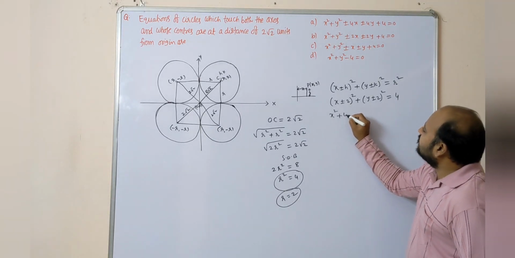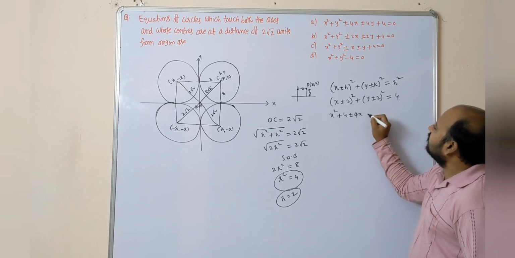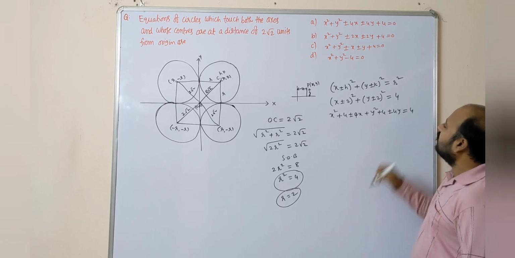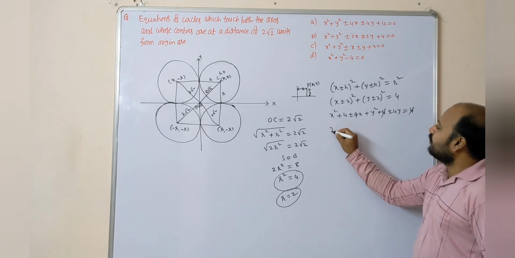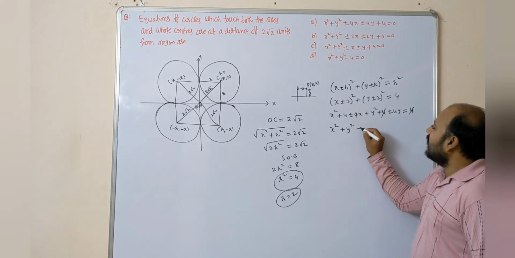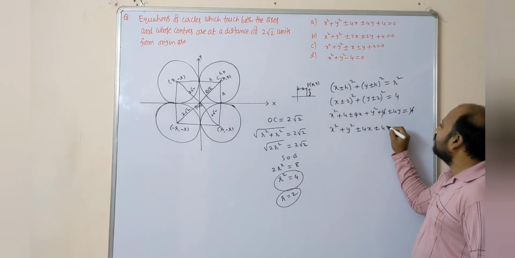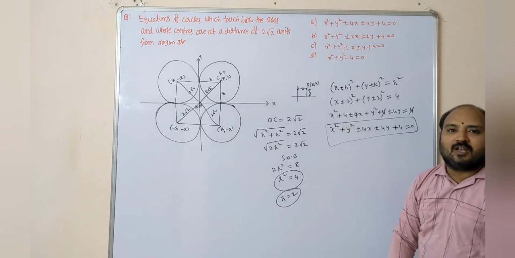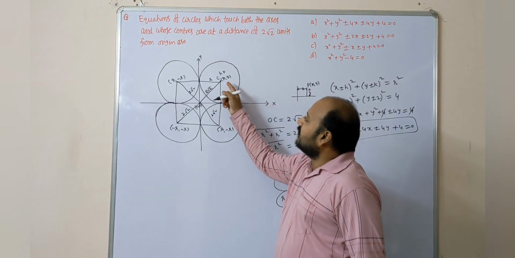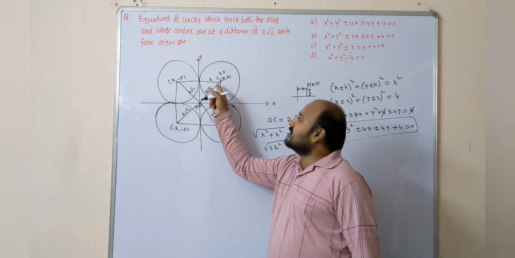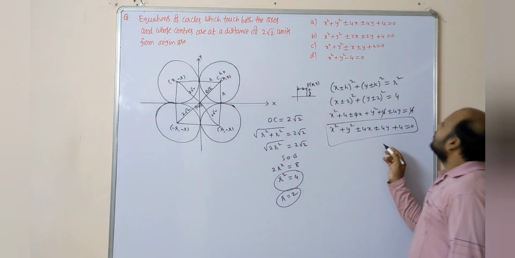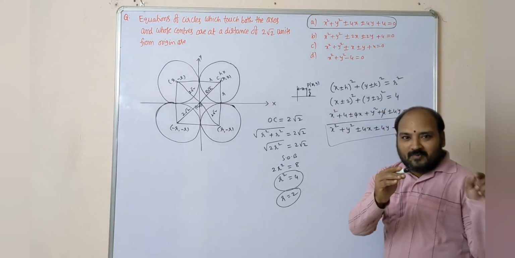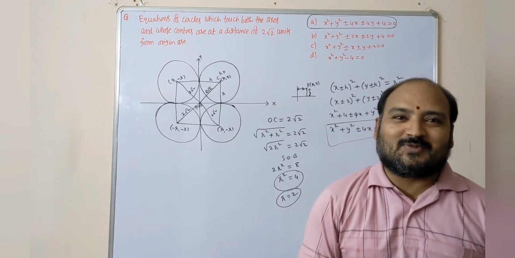So x square plus 4 plus or minus 4x, y square plus 4 plus or minus 4y is equal to 4. So one of the 4 cancels. x square plus y square plus or minus 4x plus or minus 4y plus 4 equal to 0, which is the required equation of circle whose centers are at a distance of 2 root 2 units from the origin. So it is there absolutely in the first option, dear students. I hope everyone understands that. We'll move on to the next question.